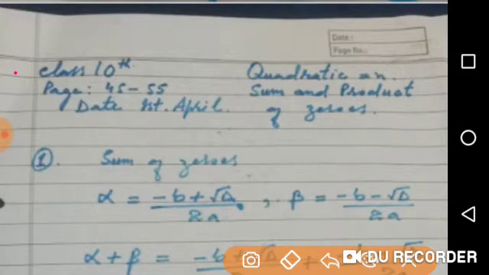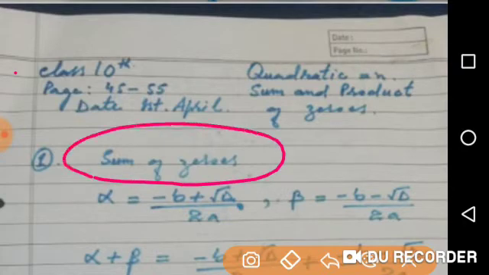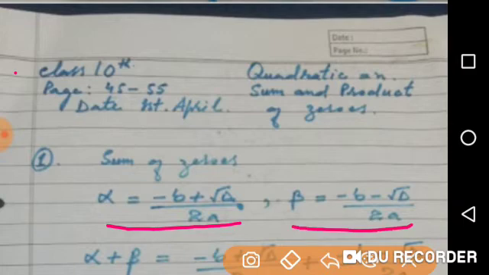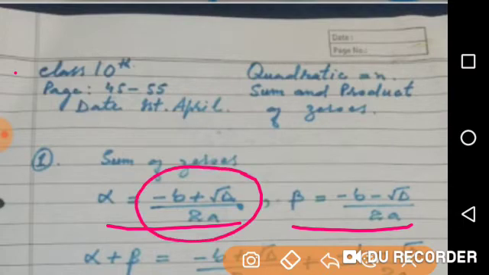Now, sum of the zeros is the topic of the day. We have already found that alpha is one of the zeros of a quadratic equation and beta is another zero of the quadratic equation. Alpha is equal to minus b plus root of d divided by 2a and beta is minus b minus root of d divided by 2a.